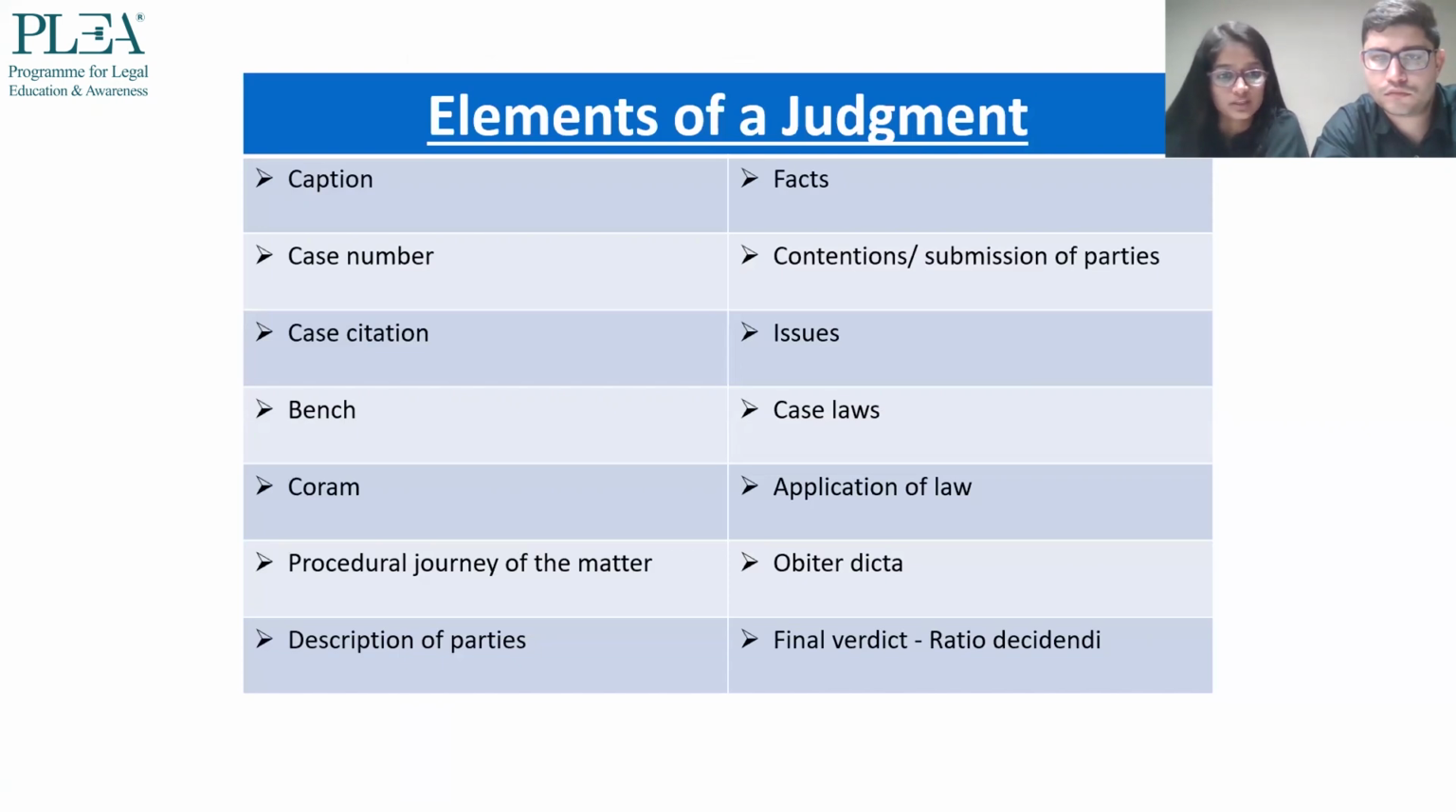The next element of a judgment is the procedural journey of the matter. Procedural journey can be anything but the background of the case. So basically, when you are reading a judgment, the first paragraph or the first few initial paragraphs will be how the case has traveled.